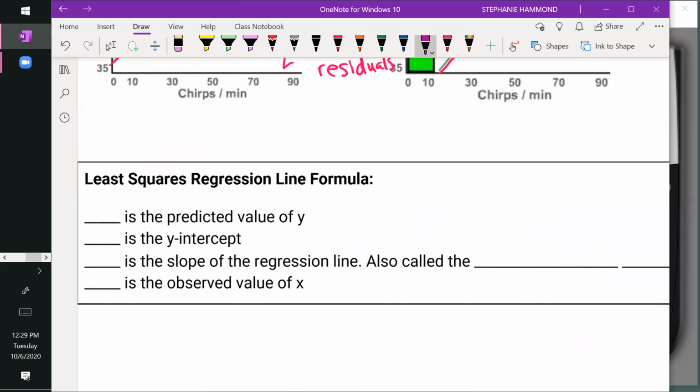It's going to be the same formula that we're going to see in our calculator, and it's the format that we need to write it in when we give our answers on any type of test. So the least squares regression line formula is y hat equals b naught plus b sub 1 times x.